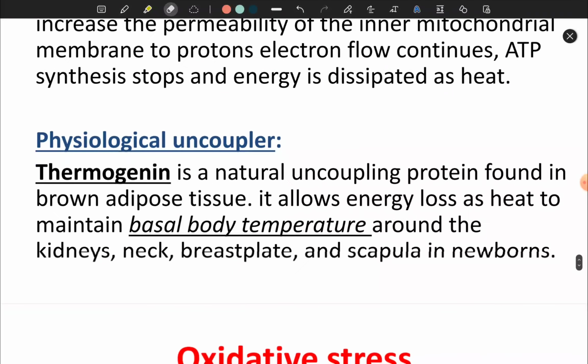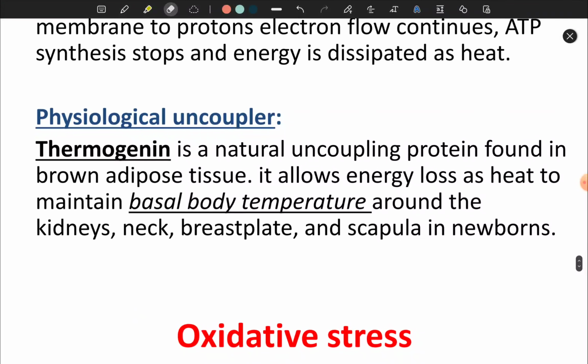We have another thing, it's called a physiological uncoupler. It's called thermogenin. Thermogenin is a physiological uncoupler found in the brown adipose tissue at the back of the neck of the newborn, the infant. Brown fat cells, okay? Thermogenin is called a physiological uncoupler.